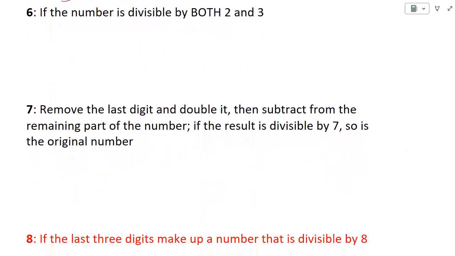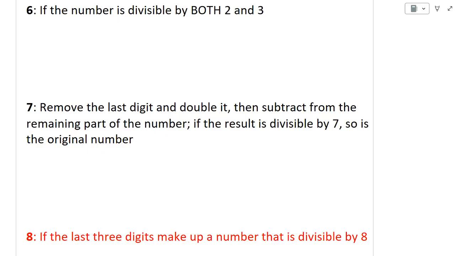For 6, I left it non-color coded here because it doesn't really have the exact same rule as another one. It is a combination of 2 rules before it though. 6, if a number is divisible by both 2 and 3, then the number is divisible by 6 as well. Think about it, 2, because it has to be even, because if you keep counting by 6s, 6, 12, 18, 24, 30, you notice all of those numbers are even. So that means they're all divisible by 2. Okay, so every number that will divide by 6 will also divide by 2.